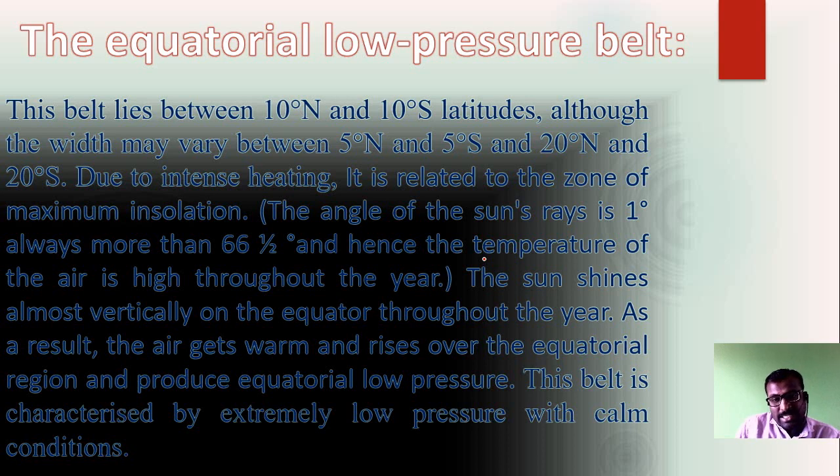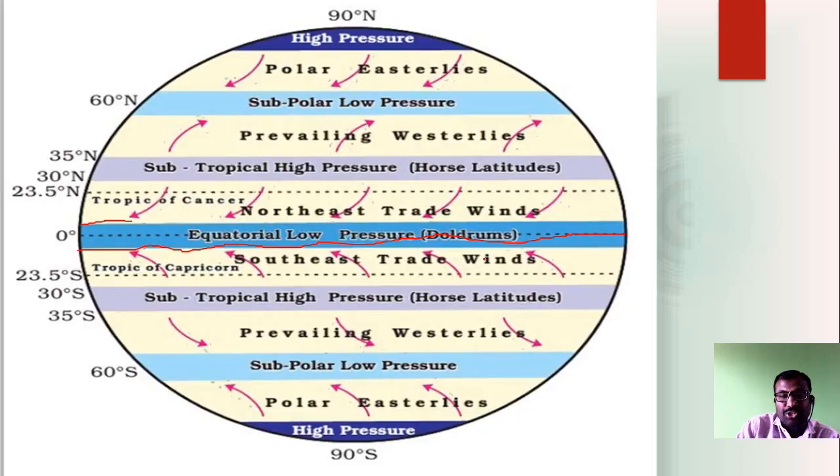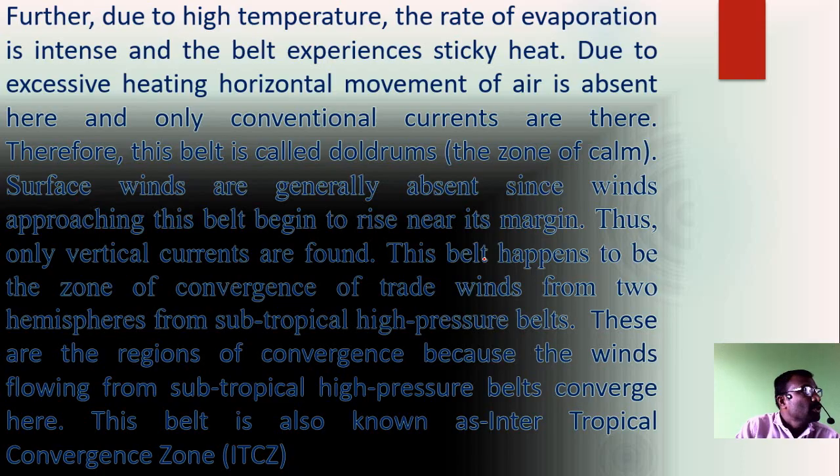The angle of sun rays is always more than 66 and a half degrees, and hence the temperature here is high throughout the year on that equatorial belt, so a low pressure belt is formed. The sunshine is always vertical on the equator throughout the year. As a result, the air gets warm and rises over the equatorial region and produces equatorial low pressure. This belt is characterized by extremely low wind or calm conditions on the Earth's surface.